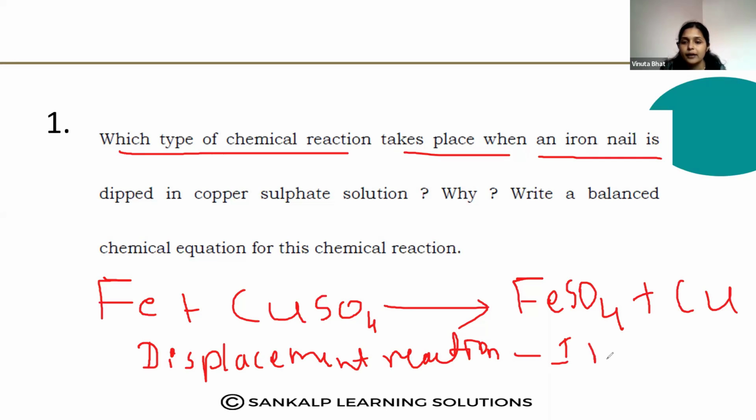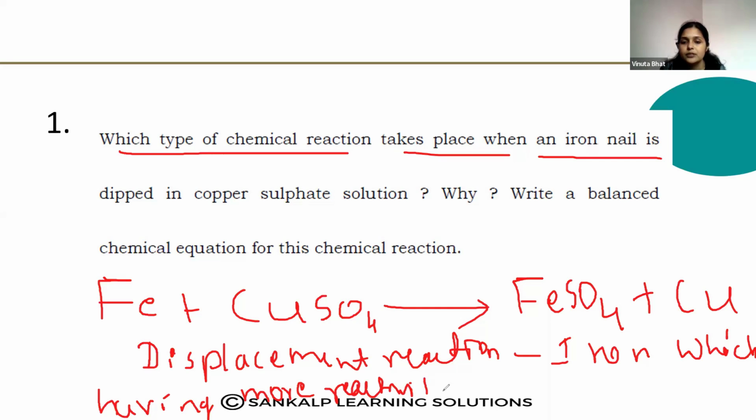iron, which has more reactivity, displaces the copper from the copper sulfate solution. Copper has less reactivity than iron, so iron displaces the copper from the copper sulfate solution. Okay, so that is the reaction.